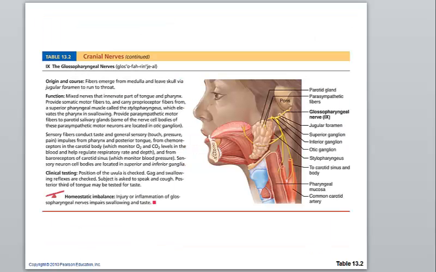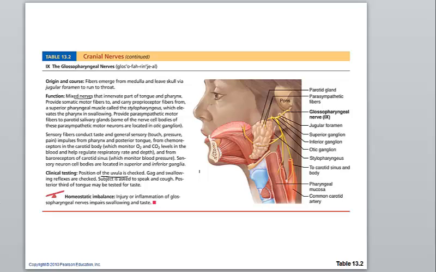Okay. The 9th one is your glossopharyngeal nerve, which basically is for your tongue and your throat region. So you can see here you have the tongue region and the throat region. It is a mixed nerve, so you have motor and sensory. The clinical testing is to check the uvula. It has to be straight. The uvula is a little thing hanging in your oral cavity. You can see that and see if there are any deviations.